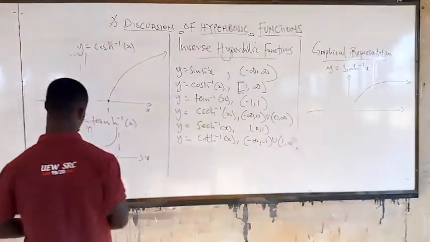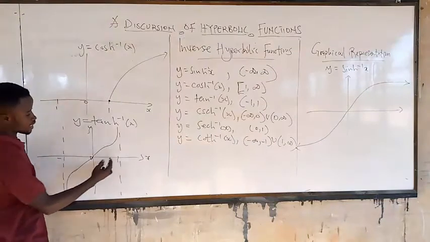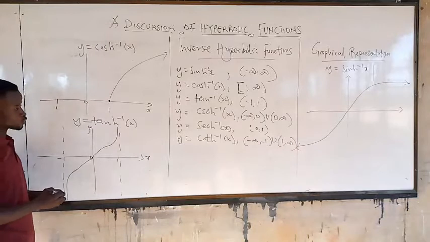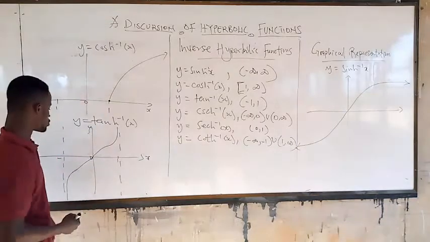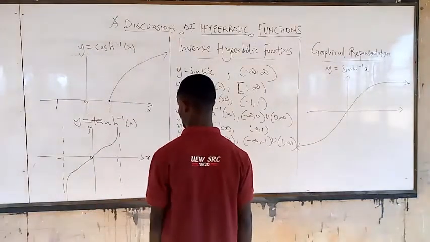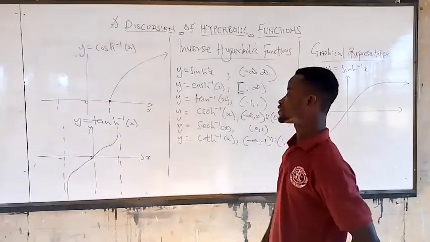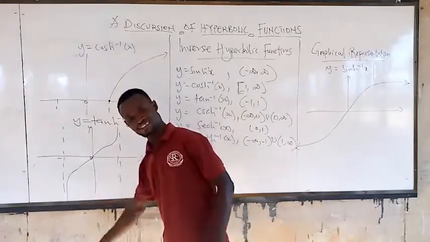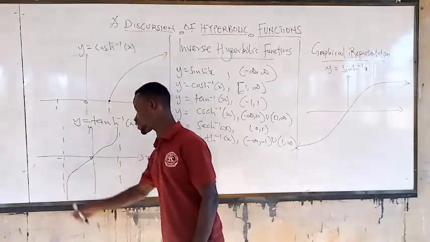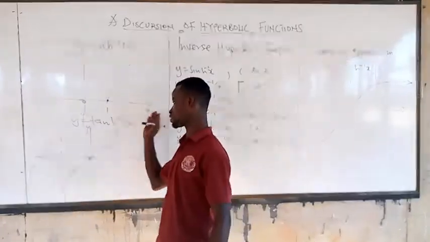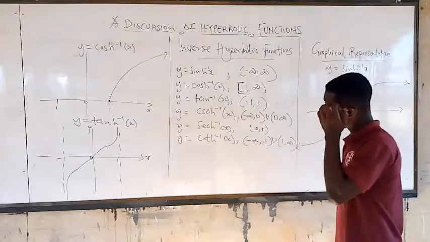So that one, we have the negative 1 and the 1, and it goes to infinity. This one goes to positive infinity, and this goes to negative infinity. But you see, there's an asymptote here, so it can't cross to this side, and there's an asymptote here, so it can't cross to this side. So that's how that one is represented.